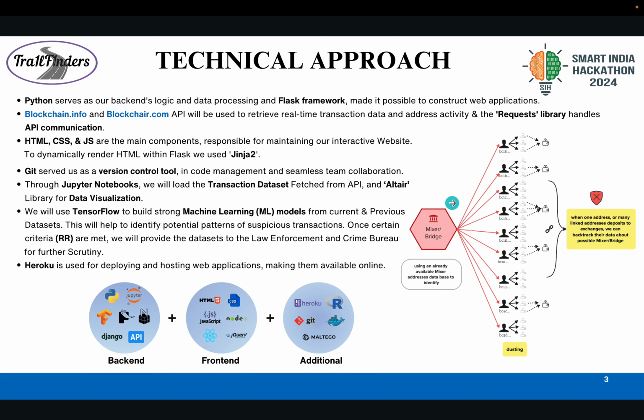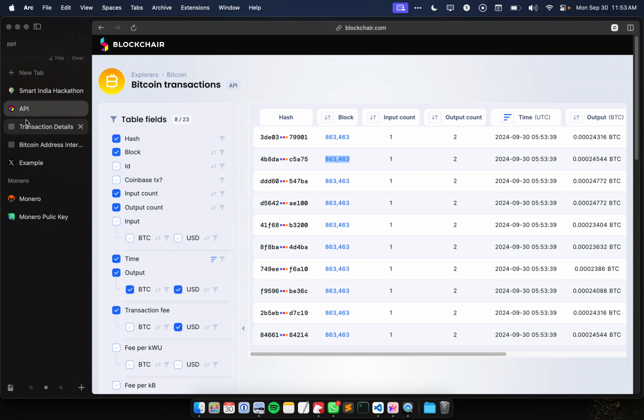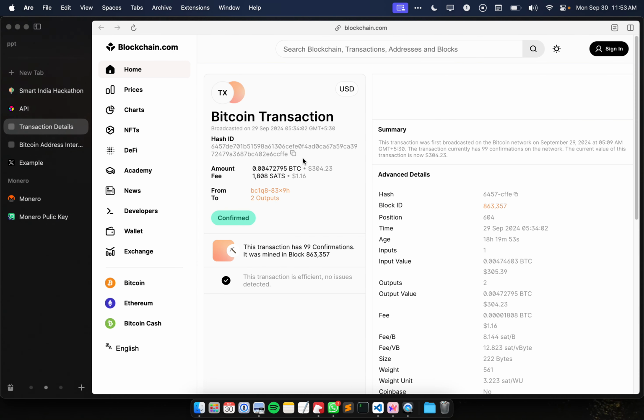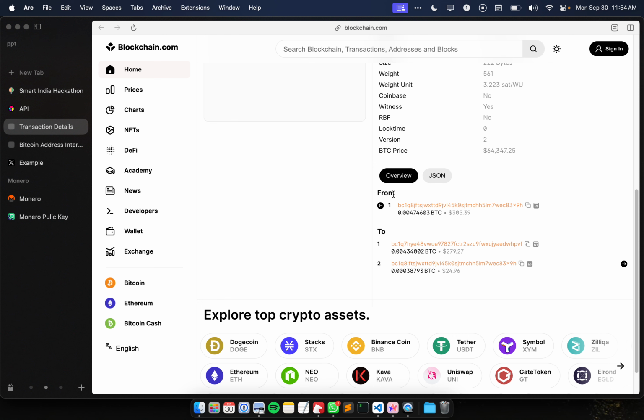In technical terms, each and every Bitcoin transaction has two parts, the from part and the to part. Here we can see on blockchain.com, we get our transaction hash, and we get the Bitcoin transaction through the transaction hash. The from part is where the transaction is coming from, and the to part is where the transaction is going. Here we can see the transaction worth $305 is coming from the address 9H, and it is going towards two addresses, the two underlying addresses.